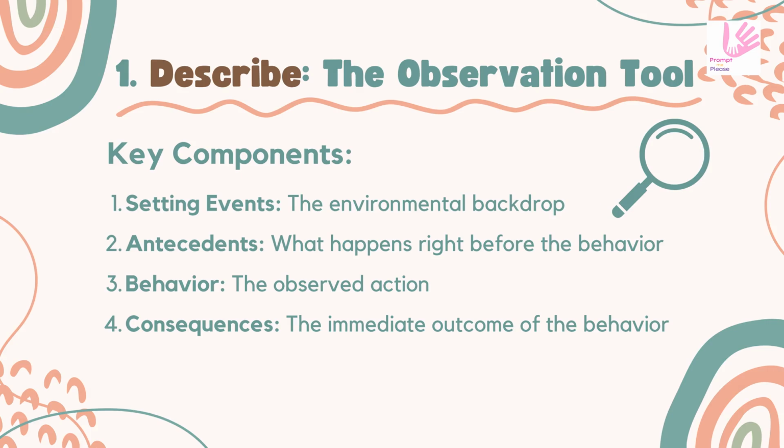Let's look at describe first. Think of describe as the observation tool. You're an observer describing what's happening with as much detail as possible. To describe, behavior analysts focus on the four-term contingency. First is the setting events, the backdrop or environment. Then the antecedents, what happens right before a behavior. Next, the behavior, the action itself. And last, the consequences, what happens immediately after the behavior.